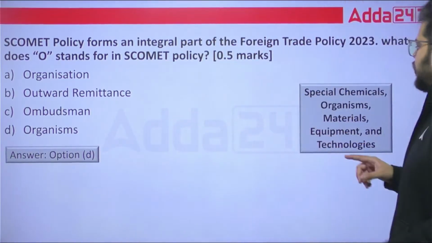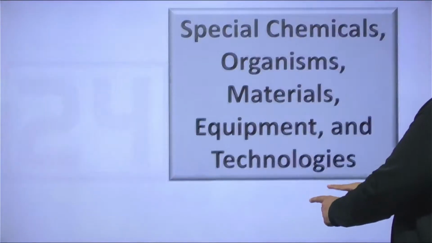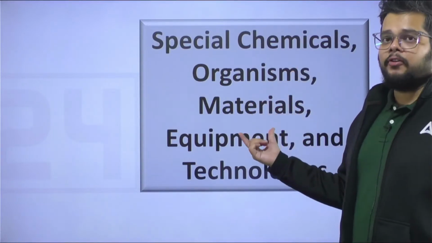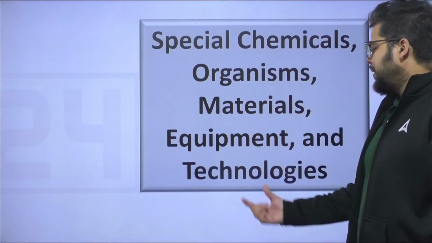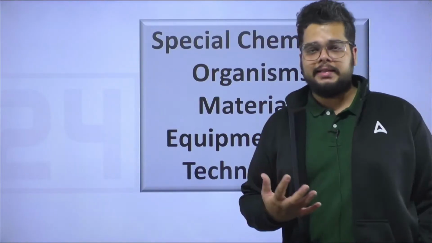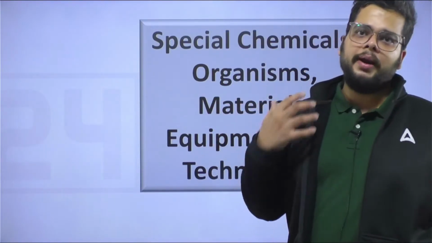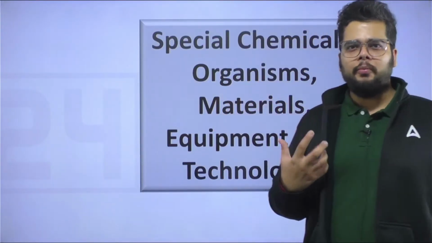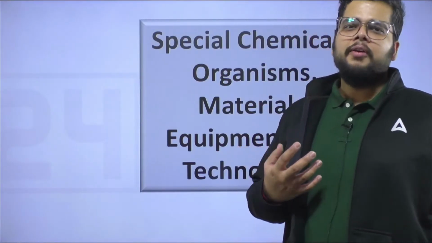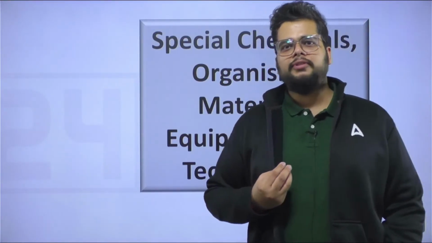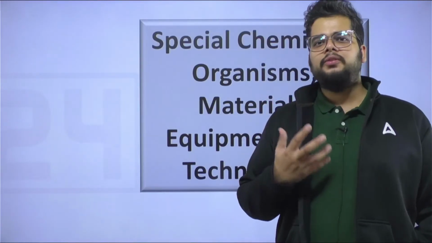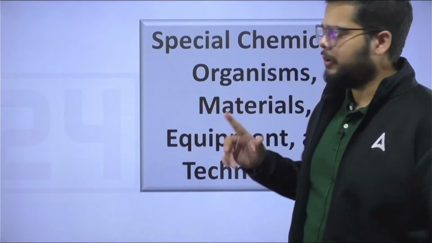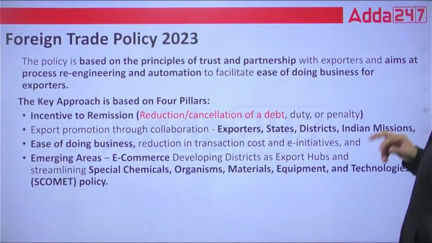Why is it D? Because in SCOMET, S stands for special, C stands for chemicals, O for organisms, M for materials, E for equipment, and T is for technologies. So that forms the SCOMET policy. And what kind of organisms are we talking about? Are we talking about human trafficking or what? No, the answer is no. We are just here to have the microorganisms which are used for medicinal purposes. That is the category of organisms we are talking about in the SCOMET policy.